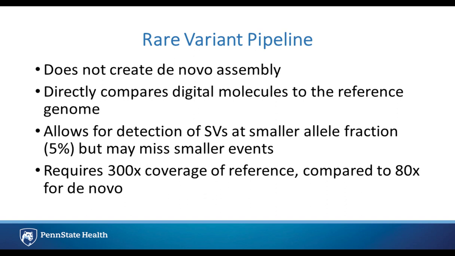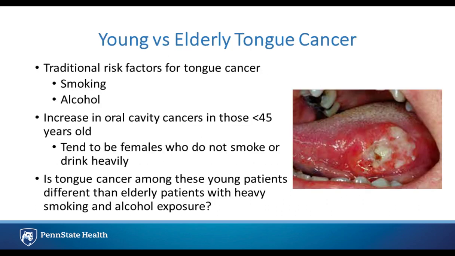We have another pipeline called the variant pipeline that does not create a de novo assembly, but instead directly compares the digital molecules to a reference genome, so like HG38. And this allows for detection of SVs at a smaller allele fraction, down to 5%. But it may miss smaller events like some insertions, deletions that may be picked up better at de novo. The variant pipeline does require approximately 300x coverage of the reference compared to about 80x for de novo. With the SV tissue DNA isolation, it's pretty easy now to obtain at least 300x for these samples, so I can kind of go through both pipelines and see the results.